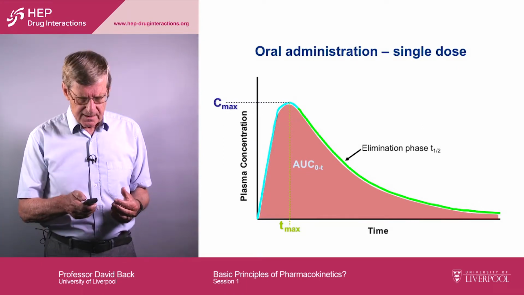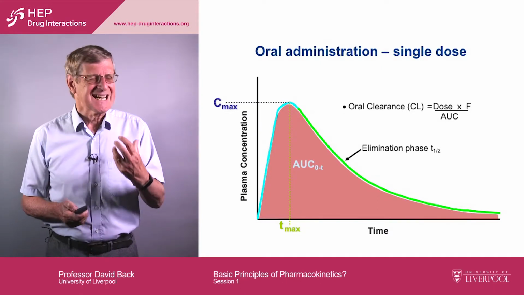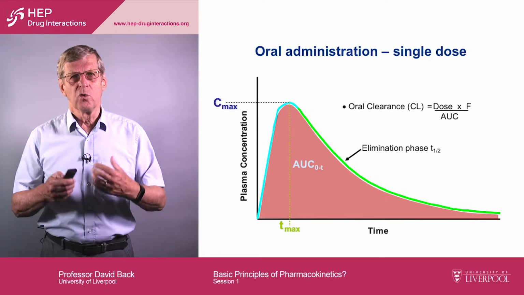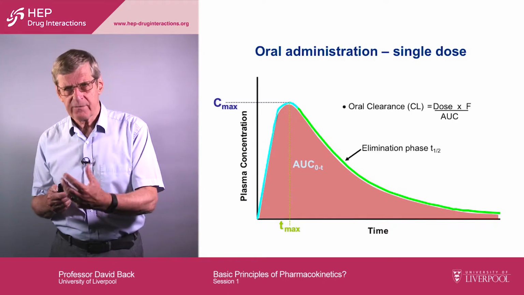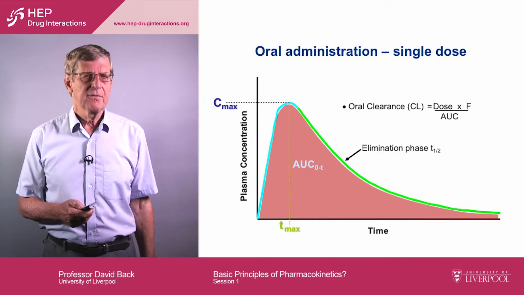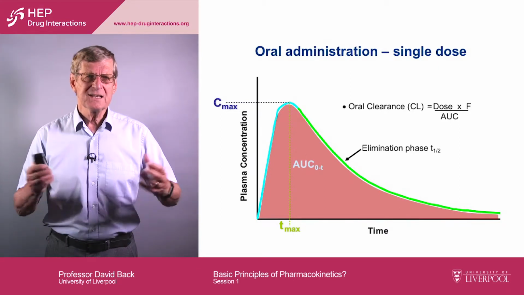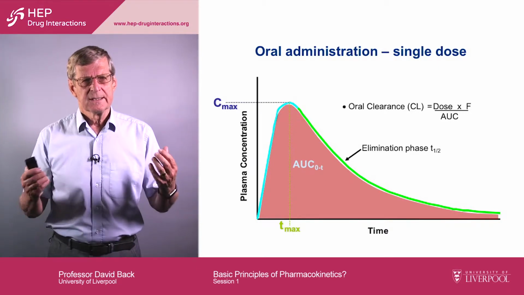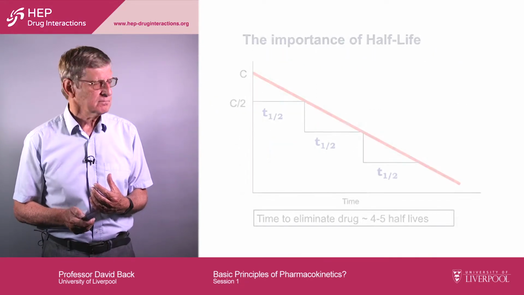And then finally, the parameter which is important for us to think about is the clearance of the drug, the oral clearance, which is related to the dose which is taken, the bioavailability, how much drug is it getting into the systemic circulation, and that parameter of the area under the curve. So these are concepts, parameters, which we'll come across as we go through this series of talks.